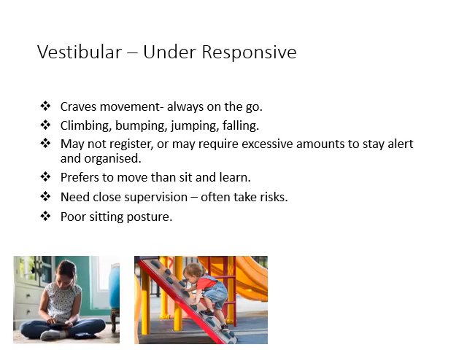Children with a vestibular under responsiveness can have either a really high threshold for movement, so they really seek out movement, or they have discrimination problems. Children that seek out movement are the risk takers. They don't tend to have an awareness of danger. These children need close supervision as they may often take risks.